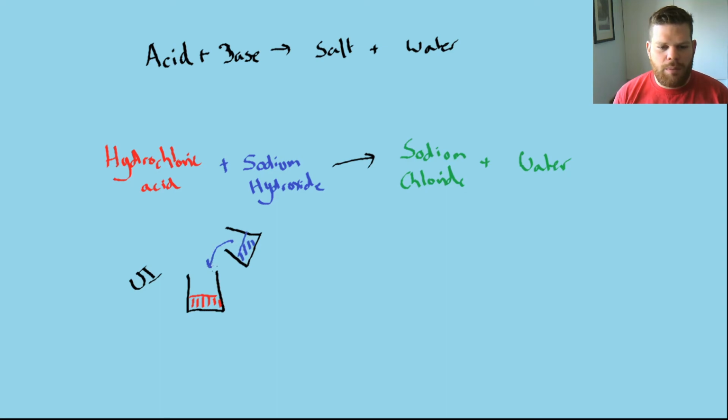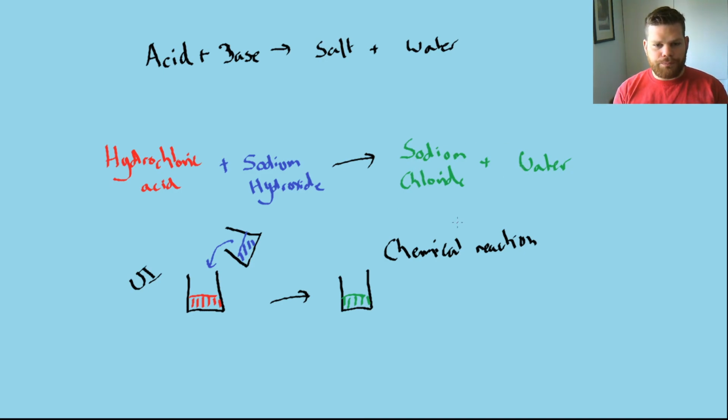I'm going to add my base to my acid. What's going to happen is at some point the solution, because of the universal indicator, will turn green. At this point neutralization has occurred, because I've added the base to the acid. They are opposites of one another, so they will react with each other, and they will go through a chemical reaction. They will form a neutral product, which is our salt water. So hopefully that helps a little bit.